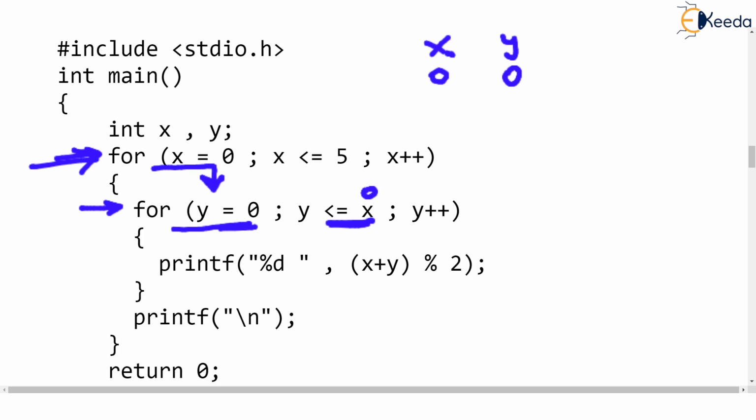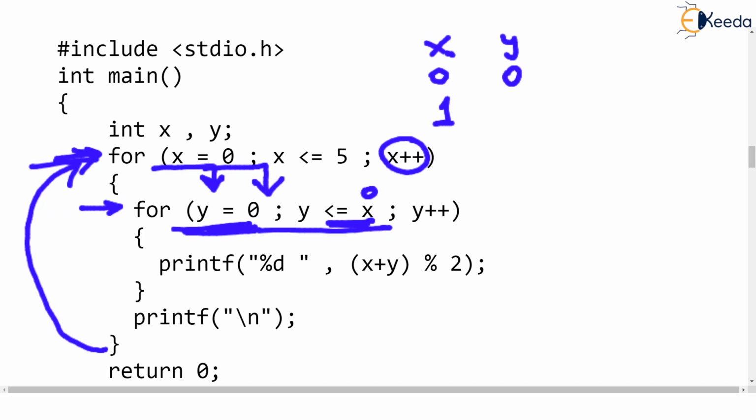Okay? Now have a look at the outer loop again. The outer loop says x should increase by 1 every time. So x will become 1. Fine. Now what happens when x becomes 1 is the inner loop will again count y from 0 up to x. But x is 1 this time. As x is 1, y will count as 0, then 1. So when x is 1, y is 0 and 1, so the inner loop will repeat 2 times.